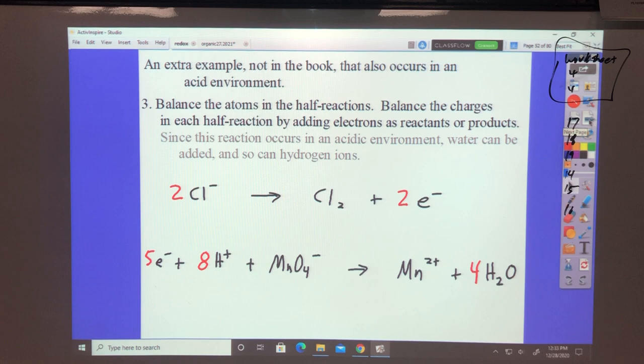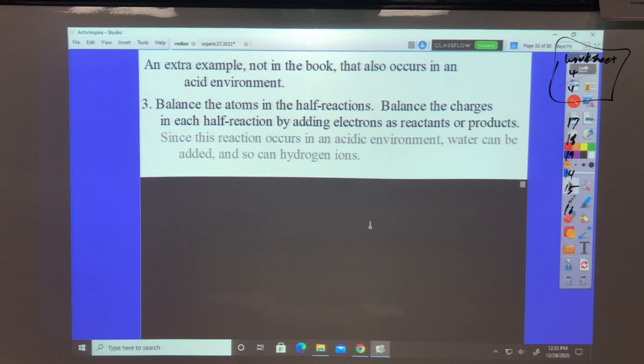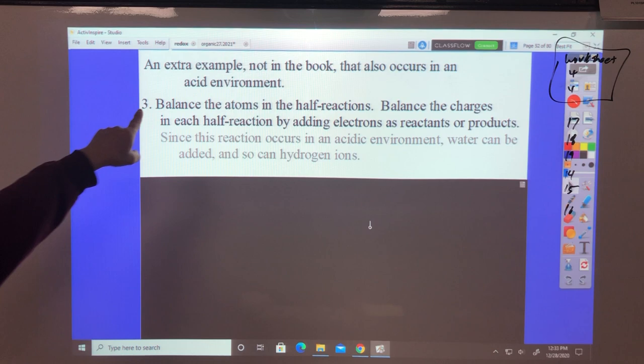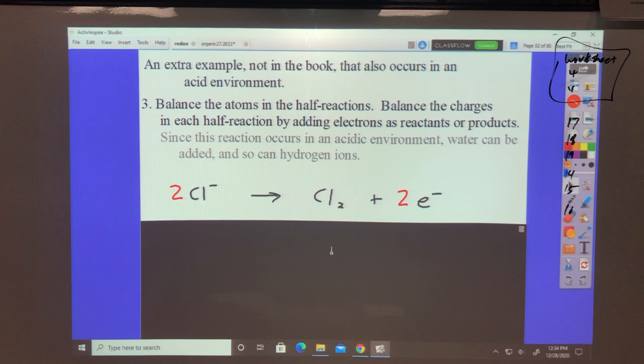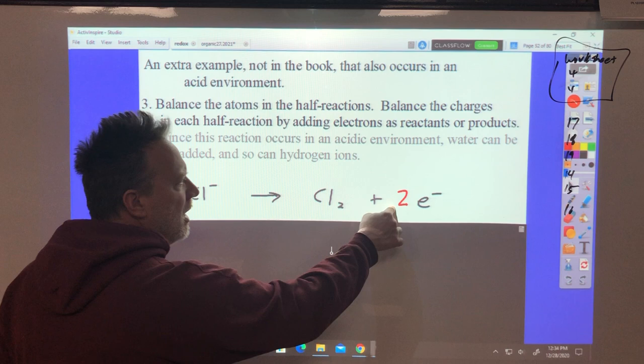Okay, so now we have to balance the half reactions. Again, you should try to do this before you just write down what I have. Balance the charges by adding the electrons as reactants and products. But first, let's balance the atoms. Okay, so I had Cl2, so I have to have two chloride ions. That means I'm kicking out two electrons.